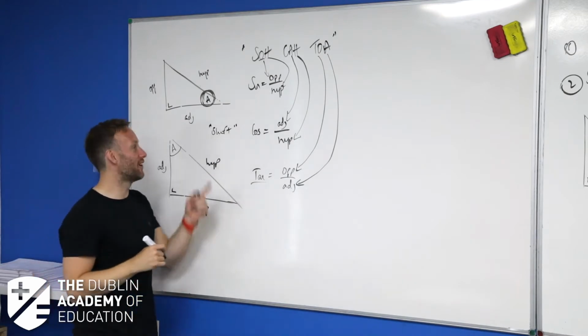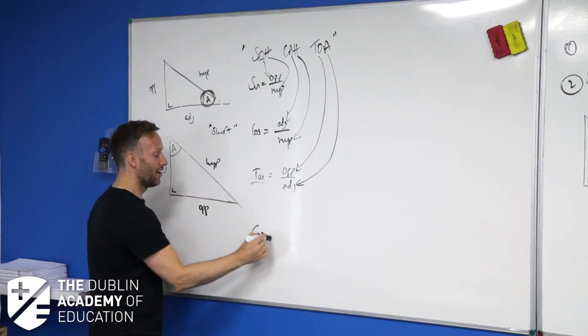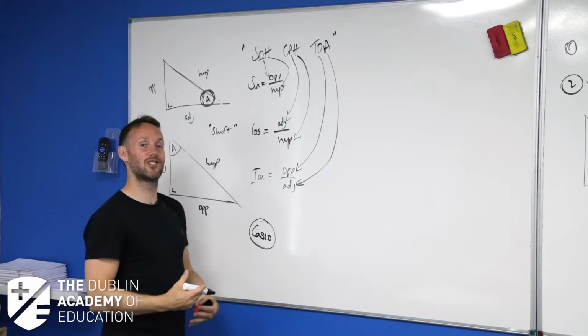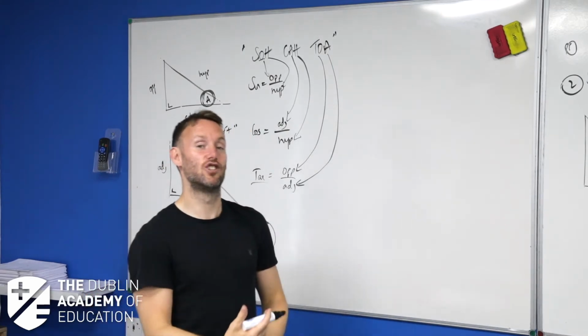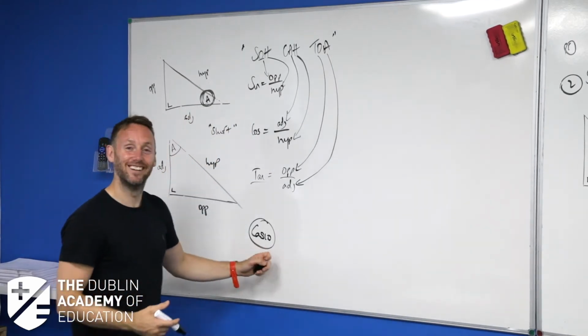Alright, so make sure you get the shift. On your Casio calculator, you will see a shift button, so you have to press shift, then sine, shift, then cos, shift, then tan. So we're looking for the angle, you get the shift, lads.